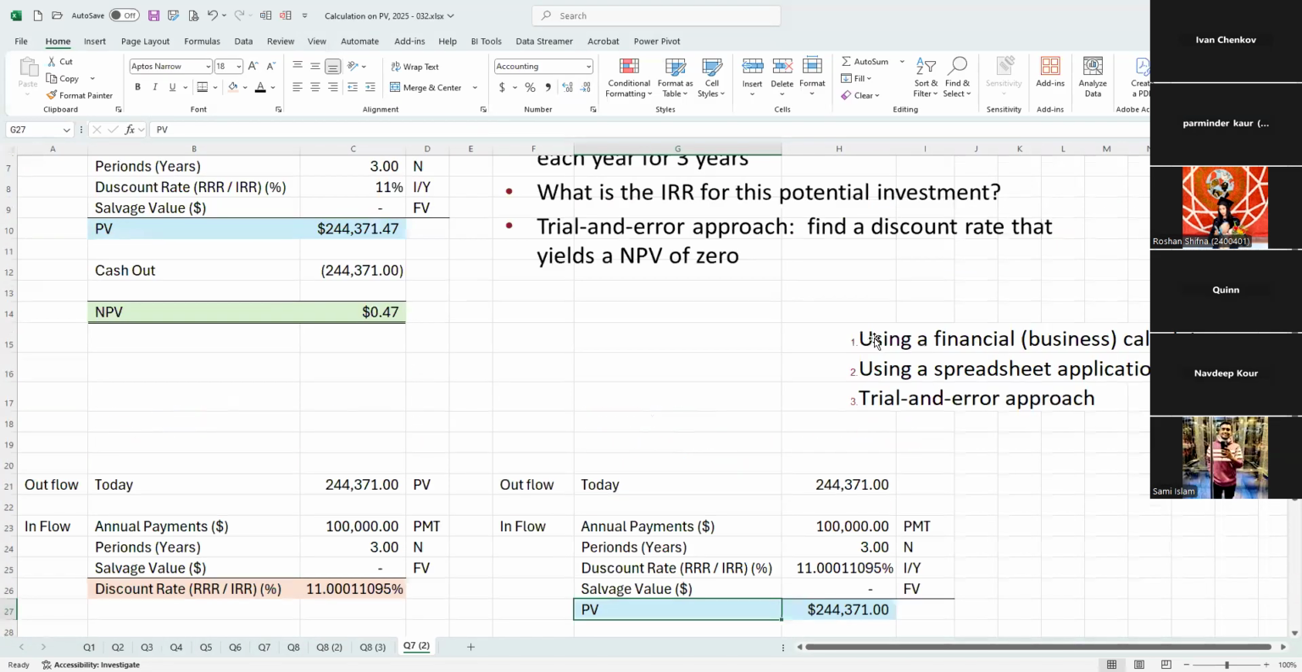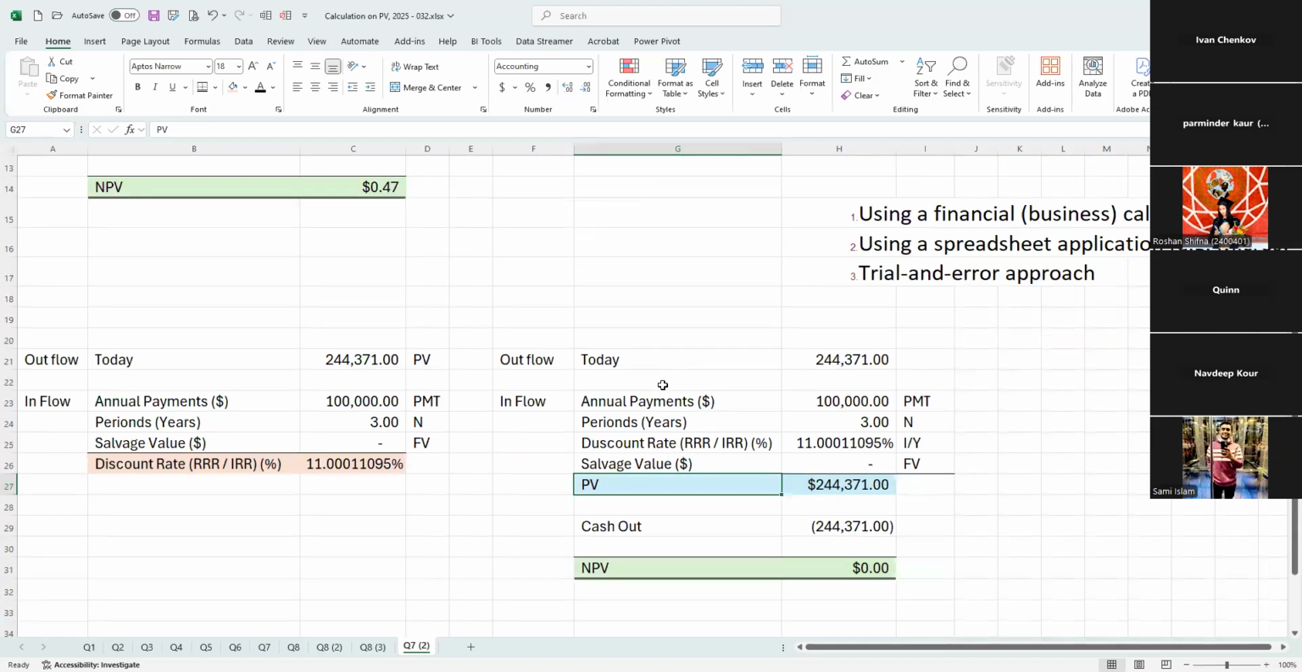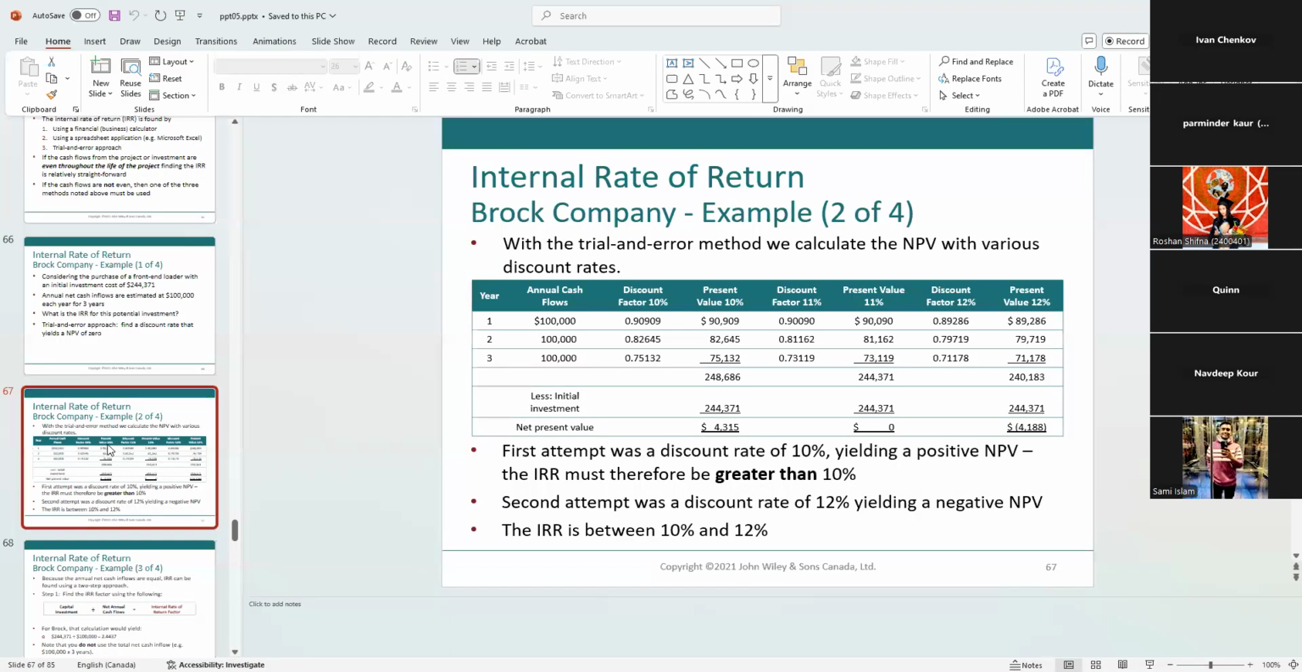The third method, obviously, is using the financial business calculator, the one that you have in your hands on the quiz. Let's quickly go to the slides and finish those slides. So that will be another method to do it, with the trial and error method.